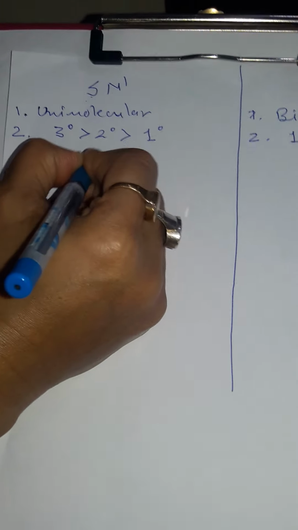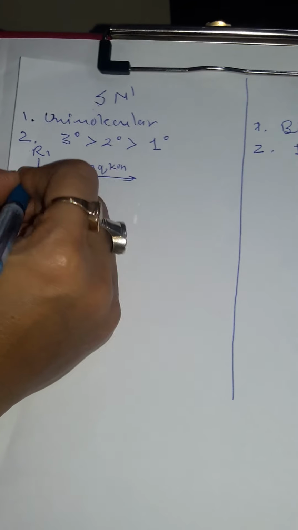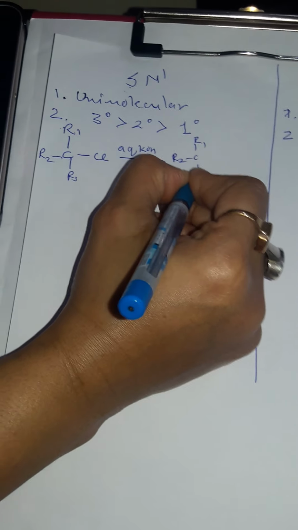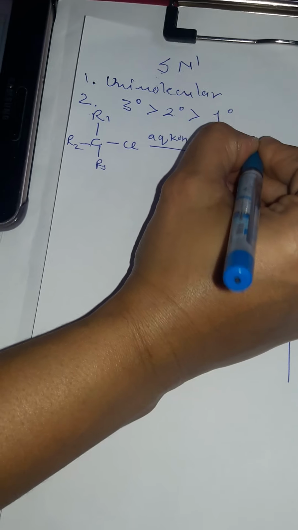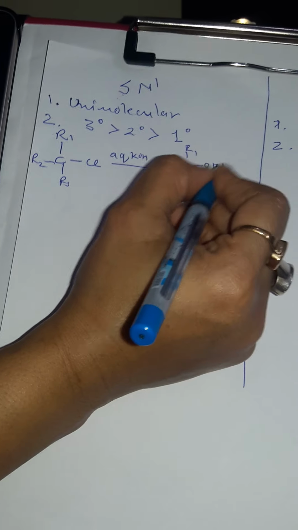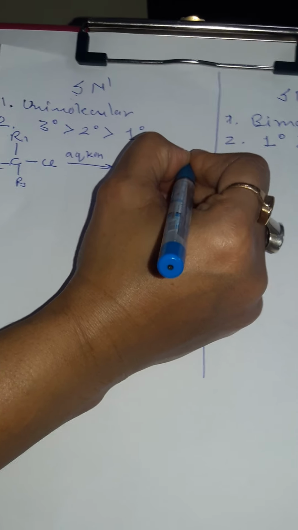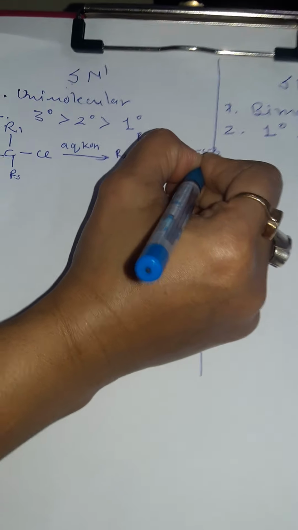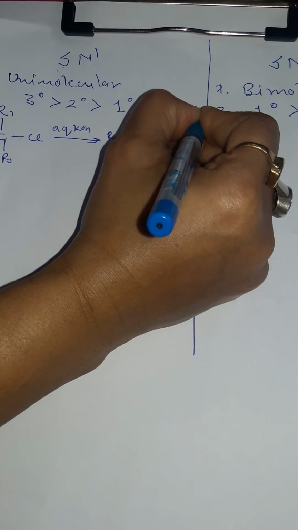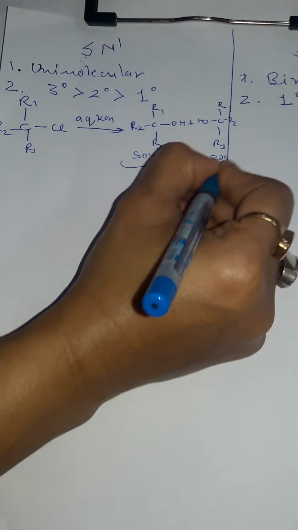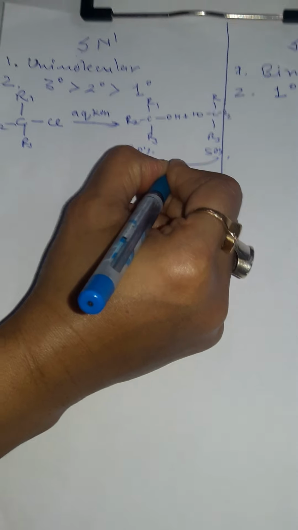In the presence of aqueous KOH, this reaction gives a racemic mixture. Racemic mixture means R2C, R1, R3. Here OH comes on this position, and front attack and backward attack are both possible in this case. This one is R2, R3, R1. This one is 50% formed and this is also 50% formed. These two are known as a racemic mixture.